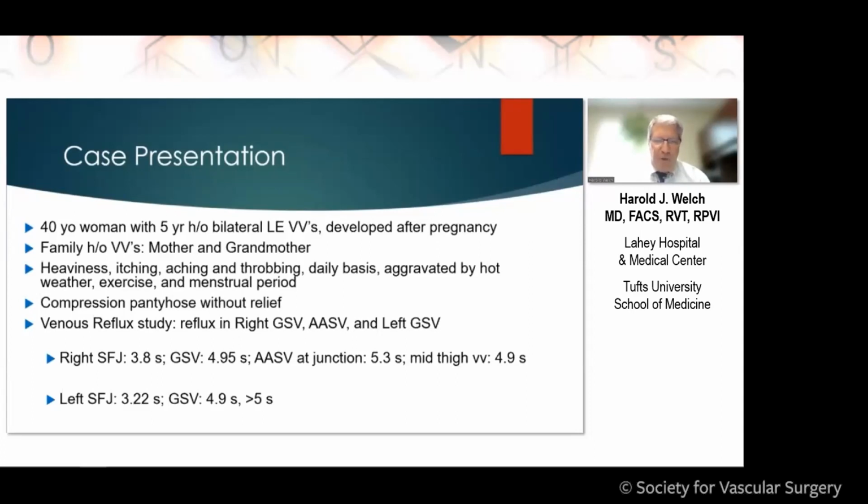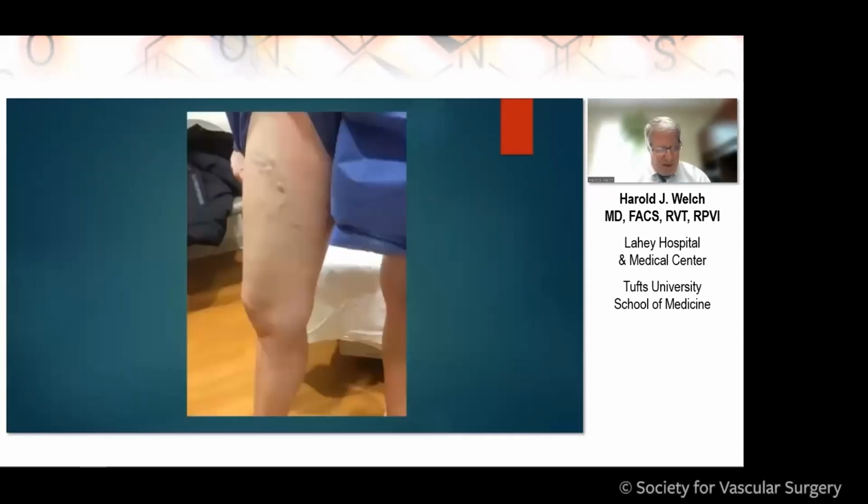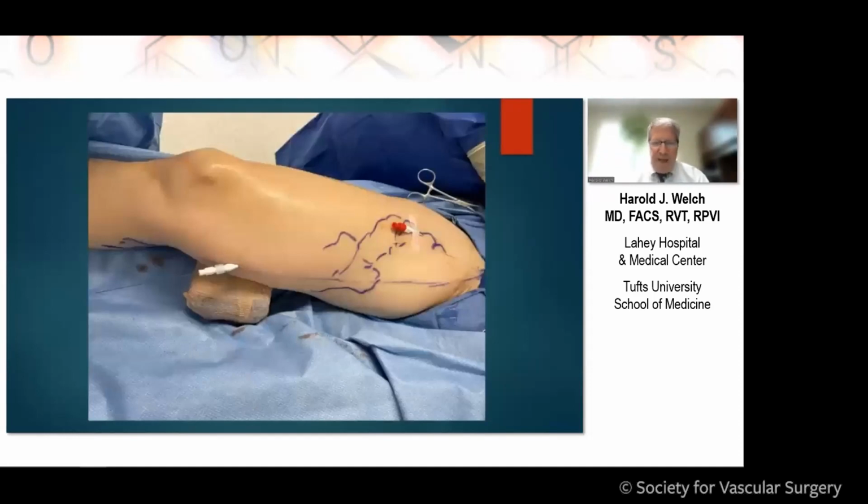She tried compression pantyhose without relief and had a venous reflux study which showed severe reflux in her right great saphenous vein, anterior accessory saphenous vein, as well as on the left great saphenous vein. This is a preoperative photograph showing her thigh varicosities and those medially below the knee. Intraoperatively, she had both her great saphenous and anterior accessory saphenous vein ablated, and she also underwent concomitant phlebectomy of her thigh and below knee varicosities and did very well postoperatively.